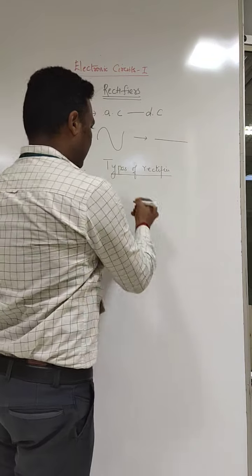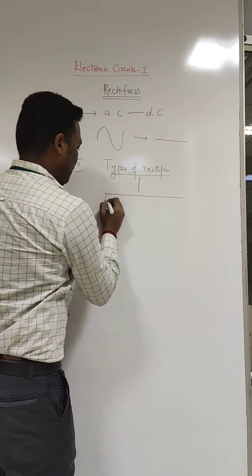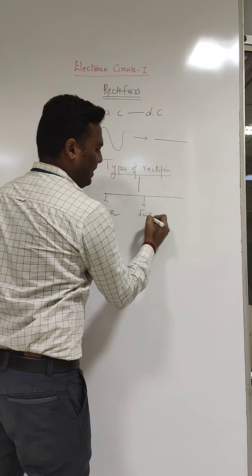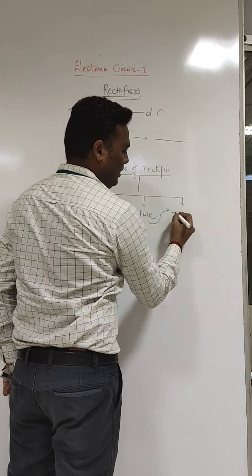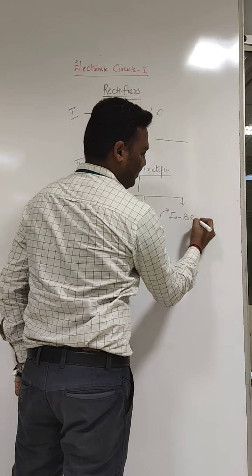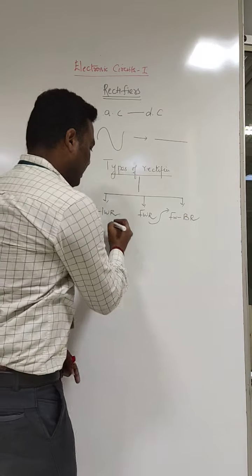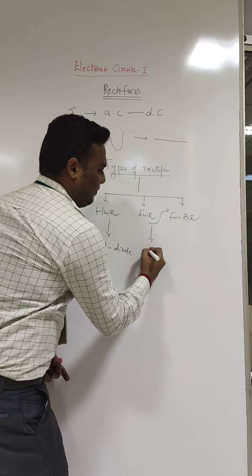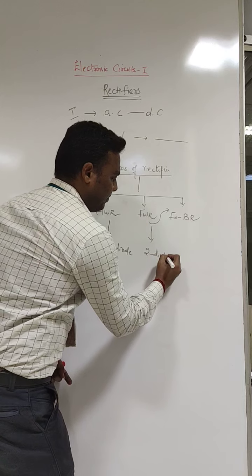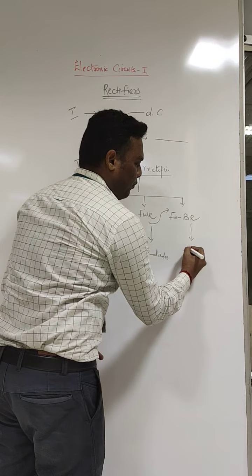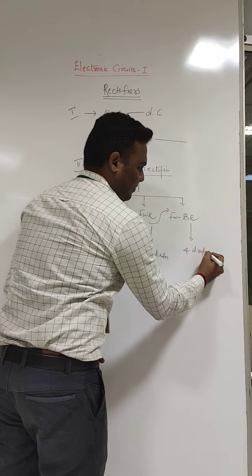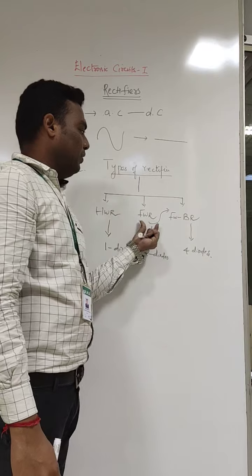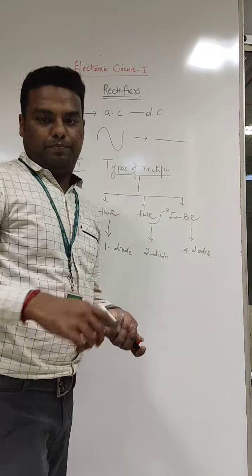What are the types of rectifier? It is split into 3 types. One is called the half wave rectifier. The other one is called the full wave rectifier. The other one, a continuation of this, is the full wave bridge rectifier. In the half wave rectifier, we use only one diode. In the full wave rectifier, we use 2 diodes. In the bridge rectifier, we use 4 diodes. Let us start with the half wave rectifier first, then we will go for full wave, then the bridge rectifier.